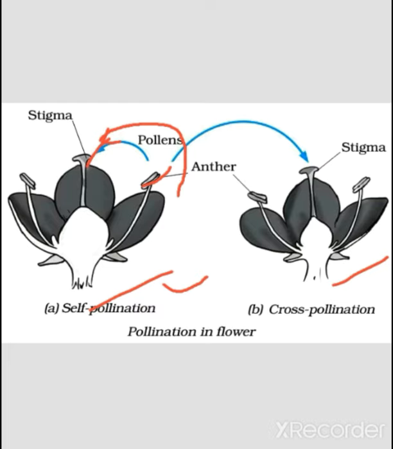The next one is cleistogamy. Cleistogamy mainly occurs in closed types of flowers, and they do not require any type of pollinator. The growth of the style brings the pollen grain in contact with the stigma and fertilization occurs. This type is called cleistogamy.